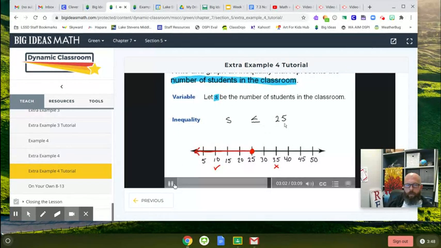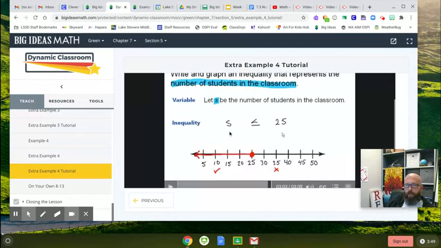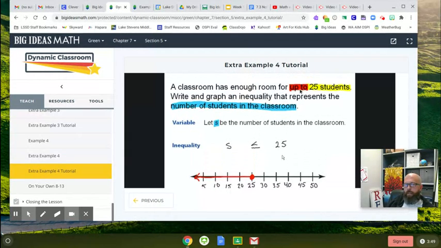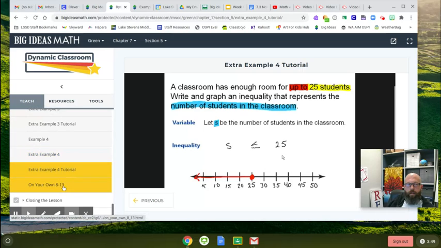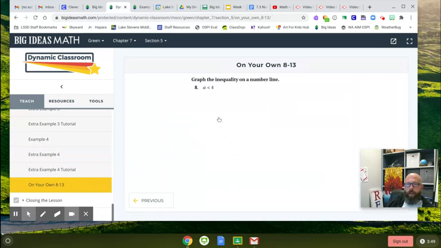There you have it. Ask yourself some questions: what numbers could it be? It could be 24, but it could not be 26. And don't forget to fill it in if it's equal to and keep it open if it's not. All right, let's look at these problems and let's try them. Graph the inequality on a number line.